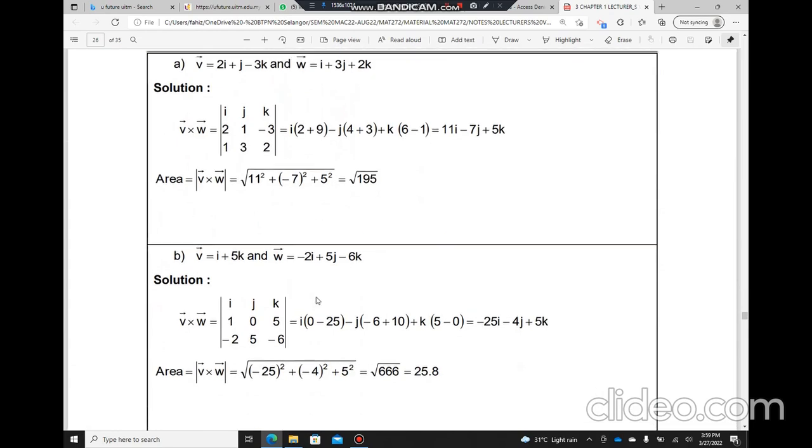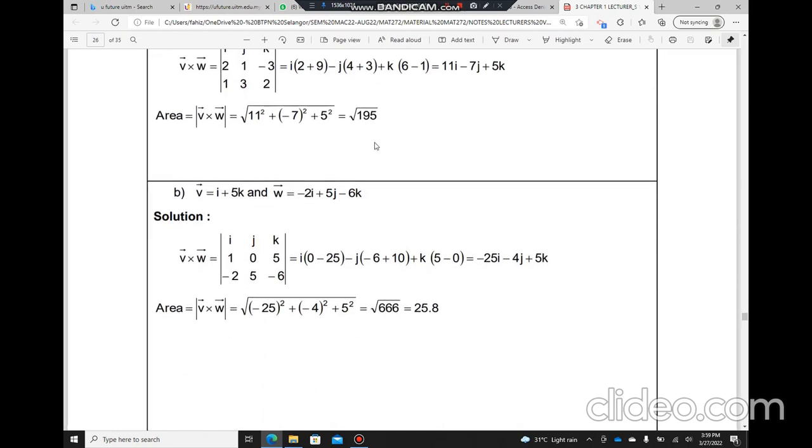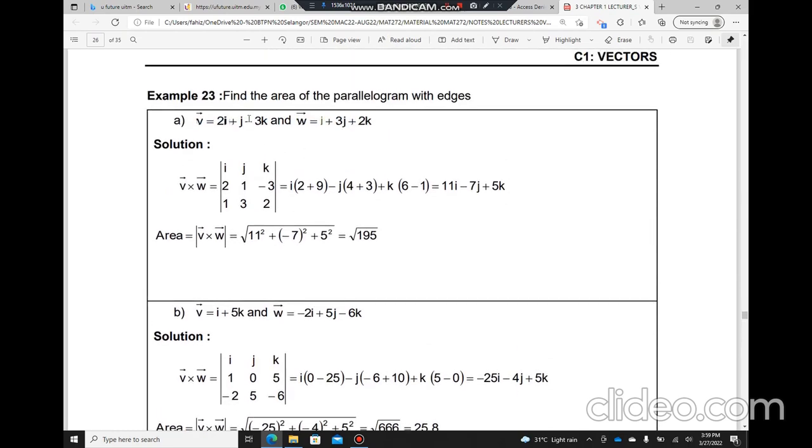Okay, find the area of the parallelogram with edges. Okay, area ni sama. First, awak kena cari dulu cross product. Okay, cari dulu cross product. Okay, kat sini cara dia sama je. Dia bagi V and W. So buat cross product macam saya tunjuk sebelum ni. Okay, so awak dapat yang ni.